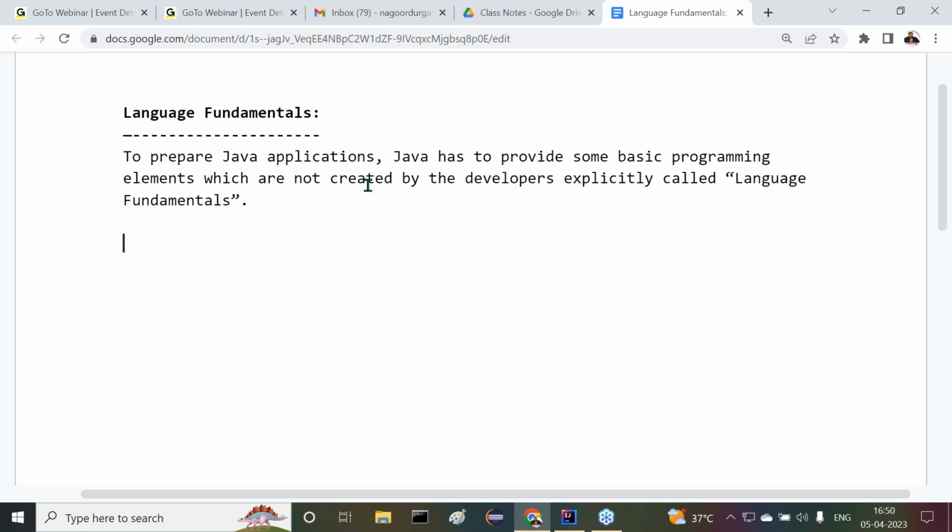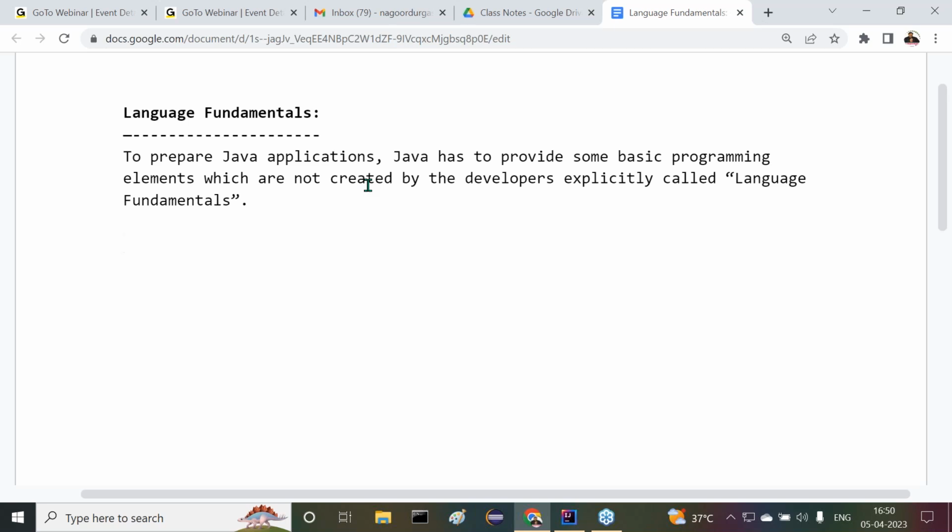As usual, the same point I am saying to you. If you want to construct any building, some resources are required which are not possible for a human being to create, which must be provided by nature.